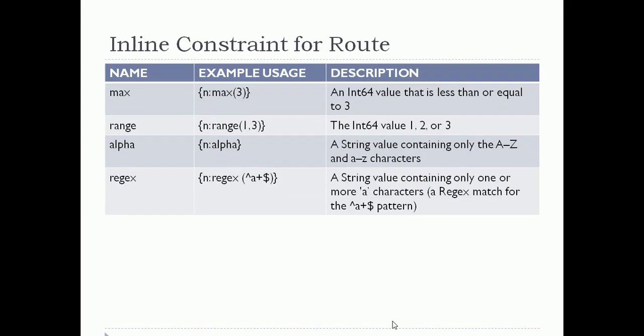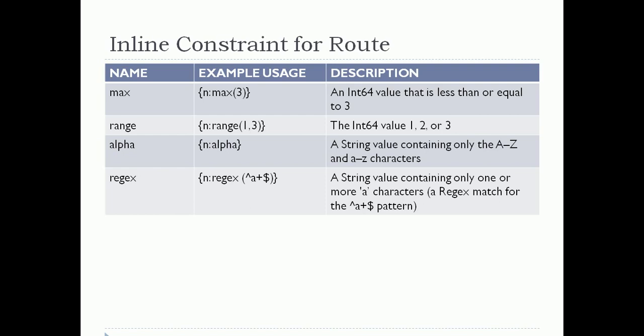So let us see the rest of the constraints. Max is also there. Suppose max 3 is defined. Now it will accept any value which is less than or equal to 3. Now you can specify the range also. Suppose you want to accept the value within a range, say 1 to 3. So it will accept the value 1, 2 or 3. Other values will be discarded and a not found error will be shown.